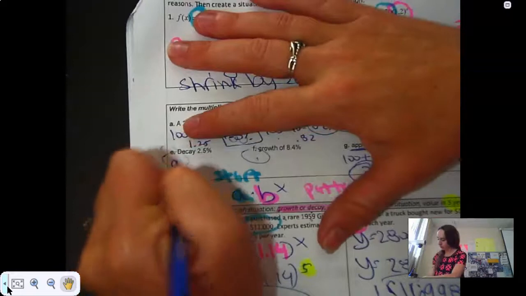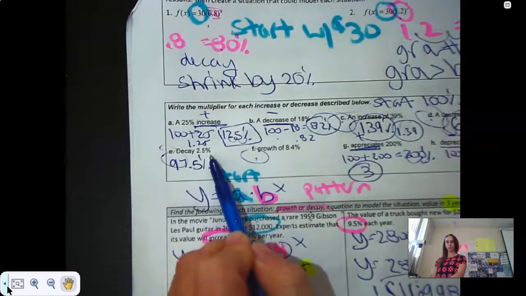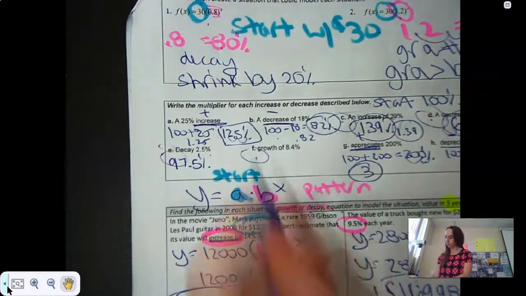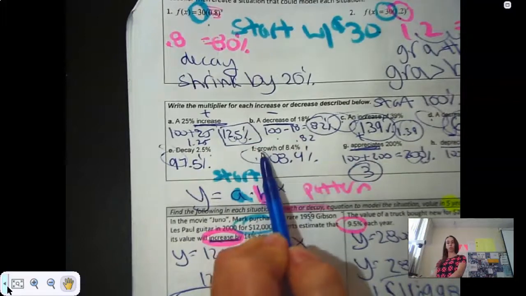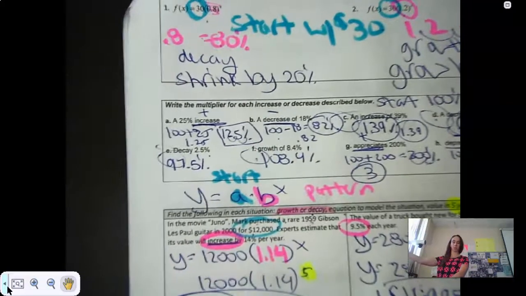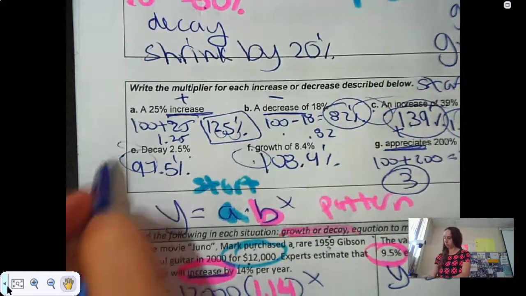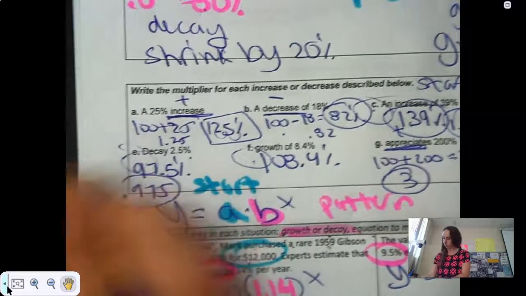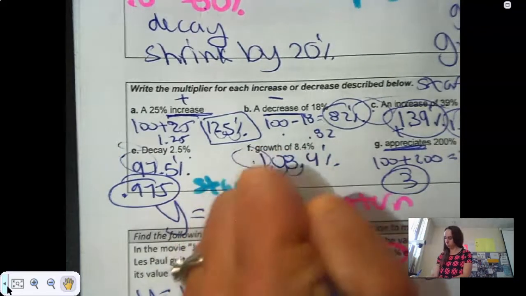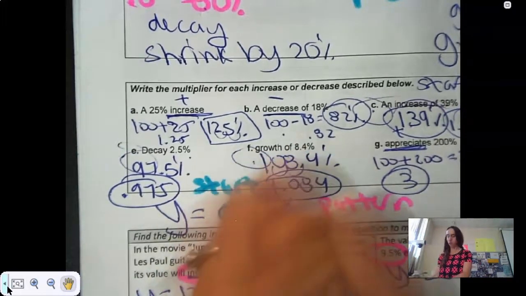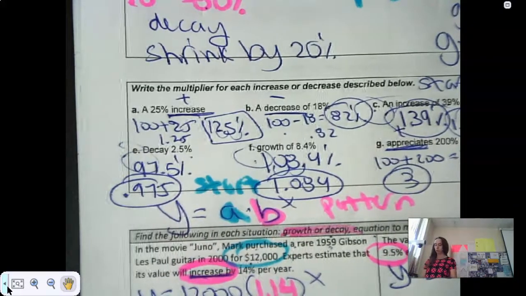So this should be 97.5%, because 100 minus 2.5 is 97.5. This should be 108.4%, because when it's growth, you add 100%. Put it in decimal form, pause it. 0.975, pause it, 1.084. You can't have more than one whole number, okay? You move the decimal over twice, you're good to go.